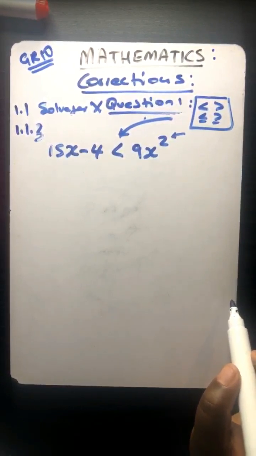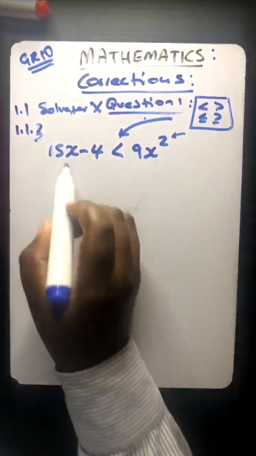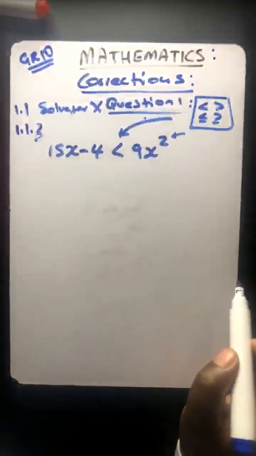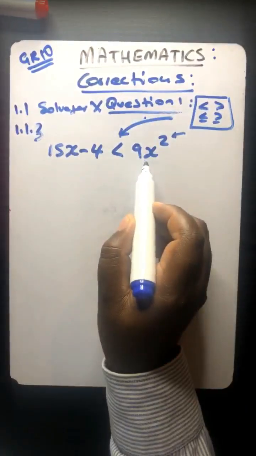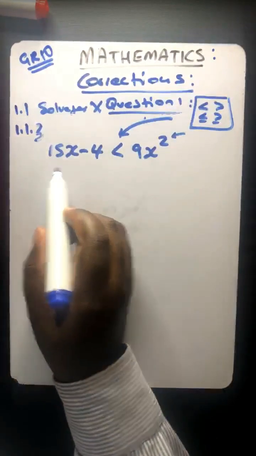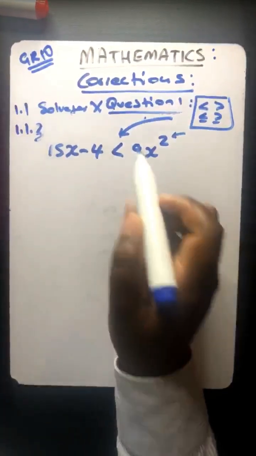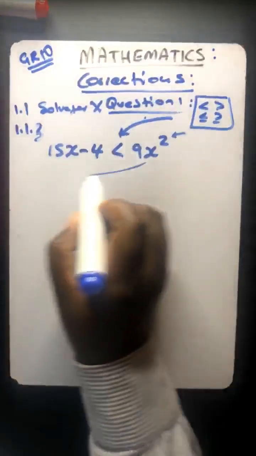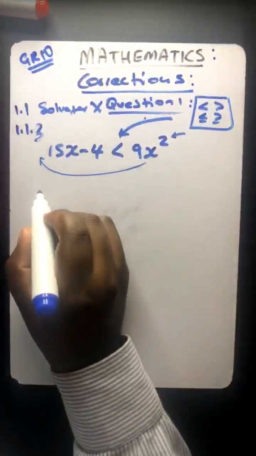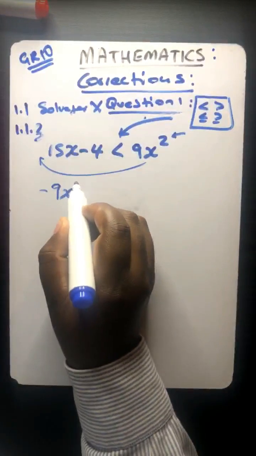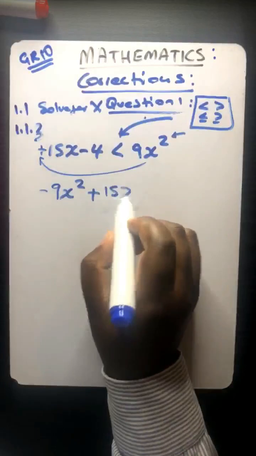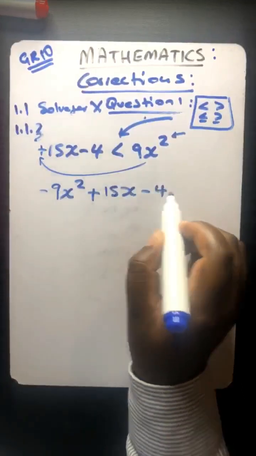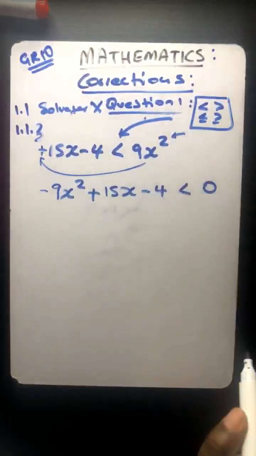So in this case, honorable members, I noticed someone took everything to the left. You can also do that, but this is what I like doing. I like having everything on the left and then equate, not necessarily equate, but have 0 on the right. So I'm going to take this and transpose. So that means I'm going to have negative 9 x squared. This is an invisible plus, which is plus 15 x minus 4. Then this is less than 0.